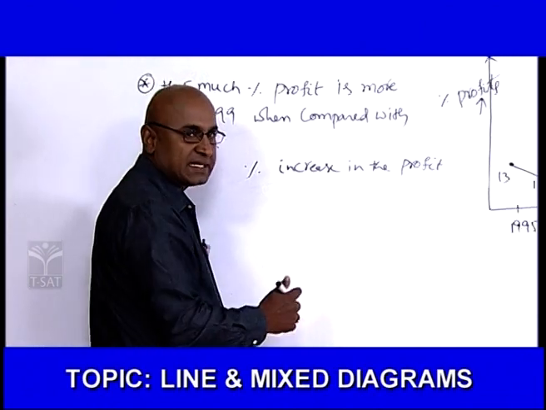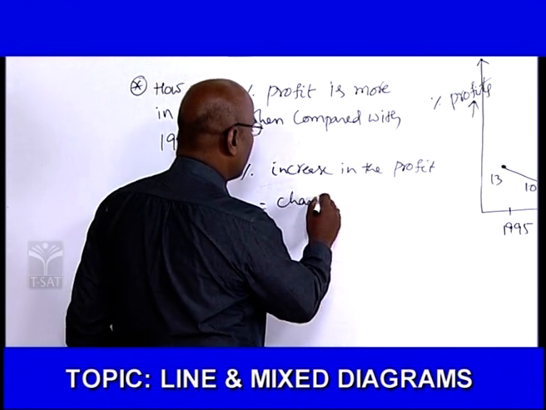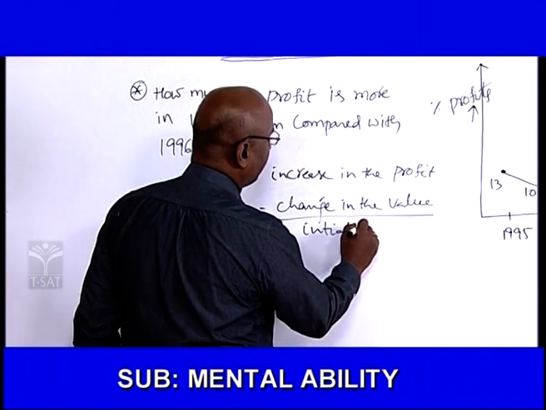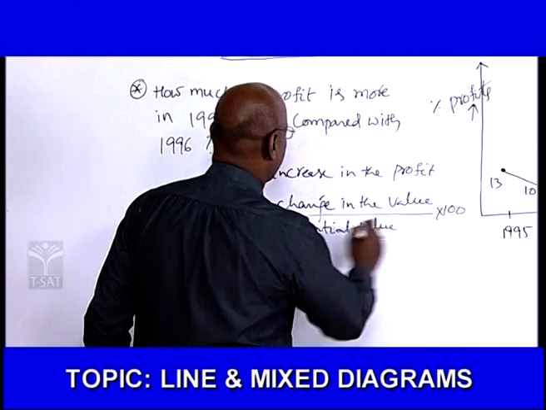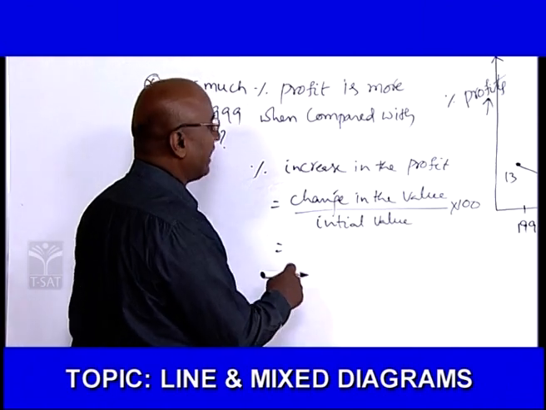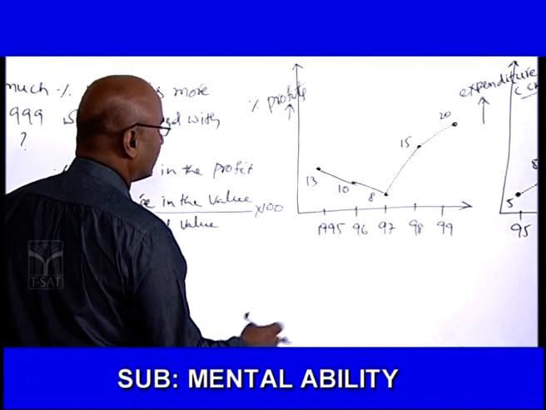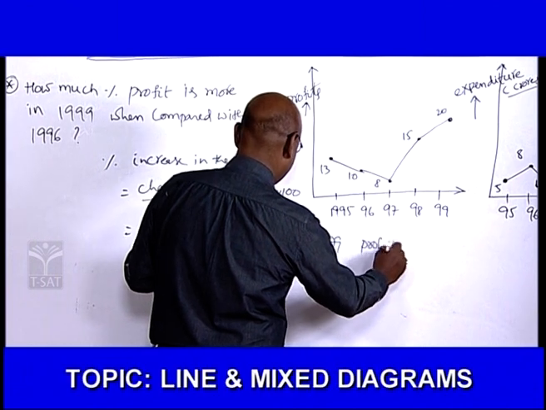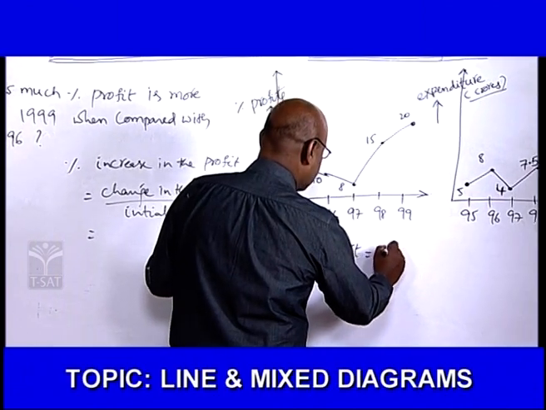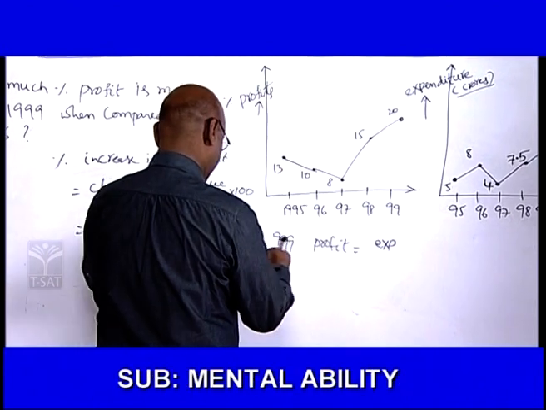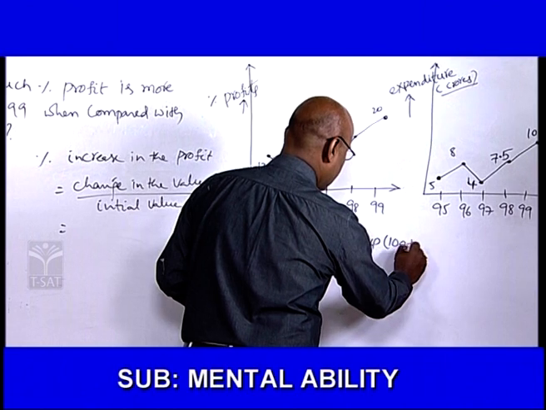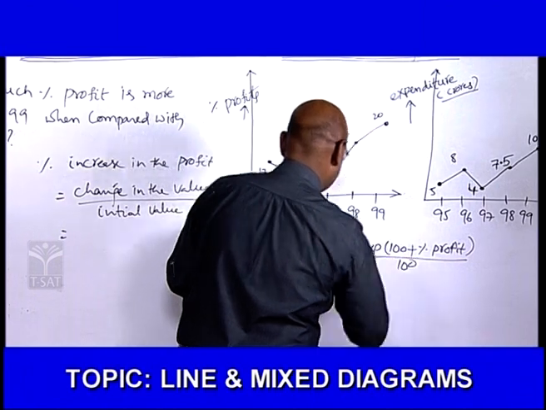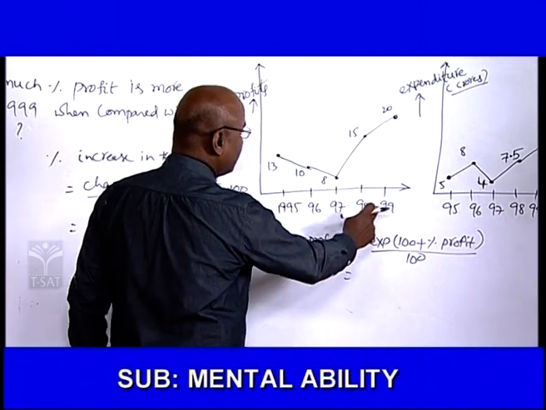So percent increase or percent change is equal to change in the value by original value or initial value into 100, or comparing value into 100. So change in the value: in the year 1999, the profit is expenditure into (100 plus percent profit) by 100.